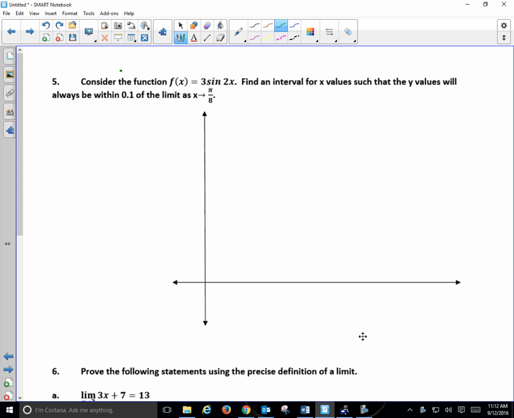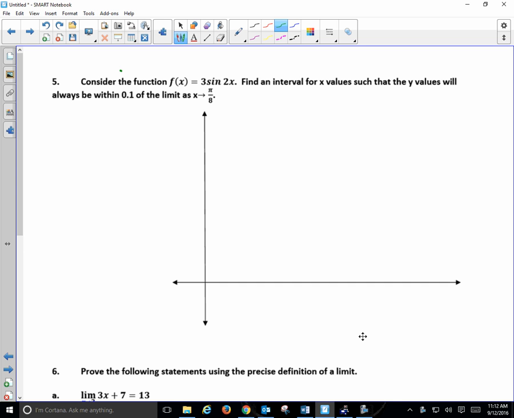Okay, let's check out this example. Now, your book assignment tomorrow is going to be just a little bit different from what you're used to seeing with these type of problems. And this is one way in which your book will word the problem. Say, consider this function 3 sine of 2x.